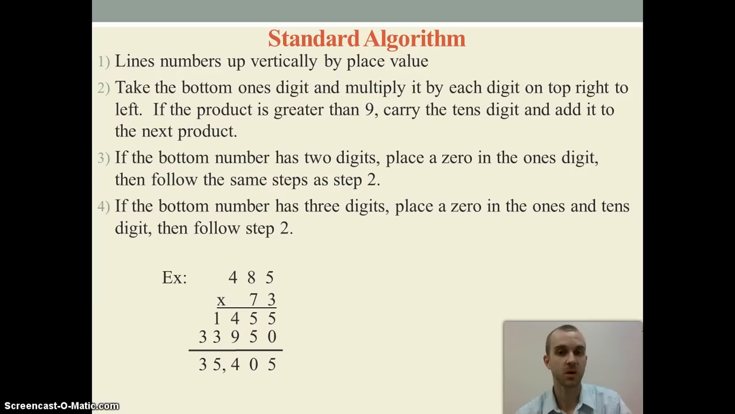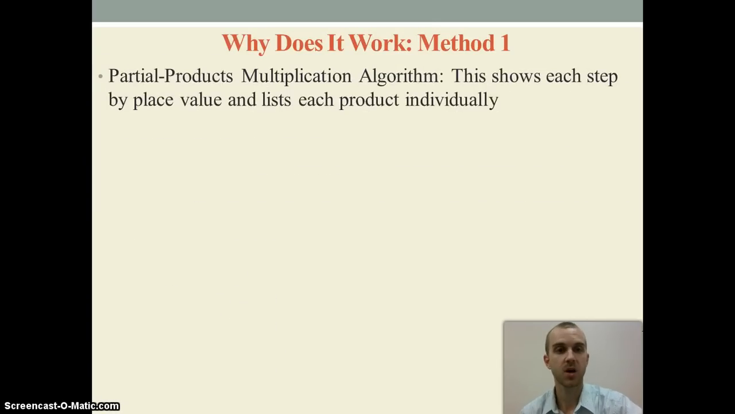Now, why does this work? And we're going to look at two different ways as to why this works. First one we call the partial products multiplication algorithm. And what this does is it looks at each of those individual multiplications as their own steps, and then you add all the products. You just have to pay attention to place value.